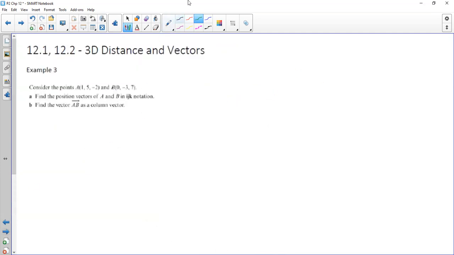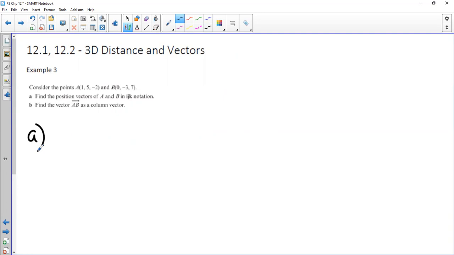Right, next one. Example number 3. Consider a equals (1, 5, minus 2) and b is (0, minus 3, 7). Find the position vectors of A and B in ijk notation. We mentioned position vectors in mechanics before. How do you write a position vector as a vector in terms of the letters?